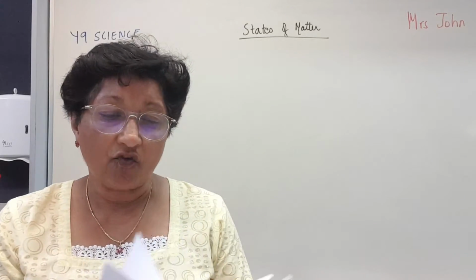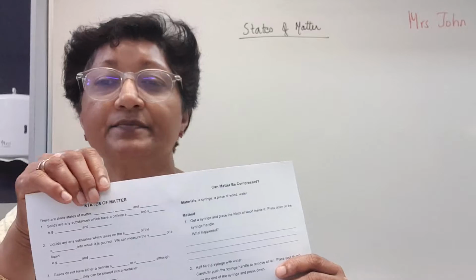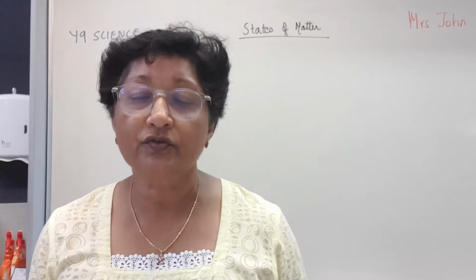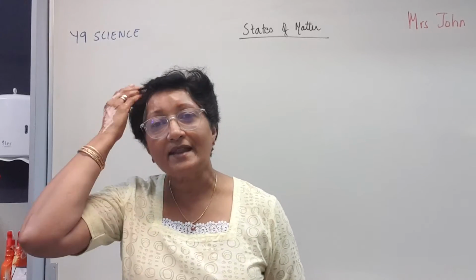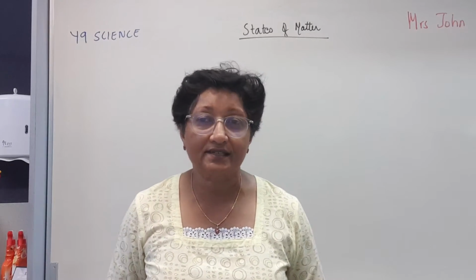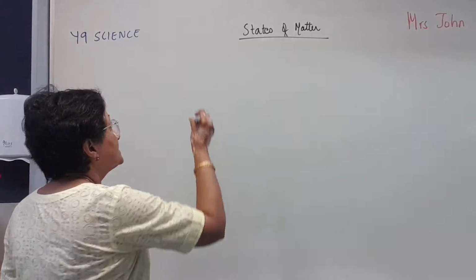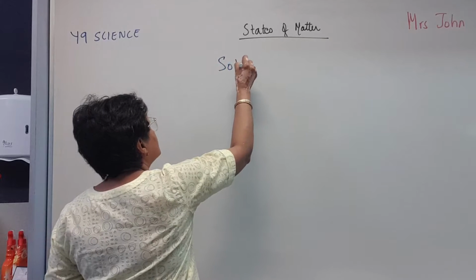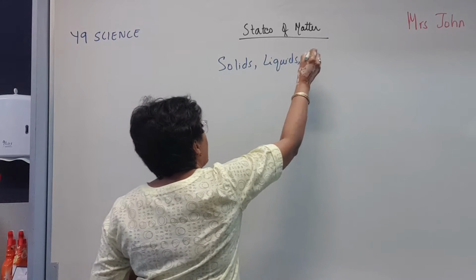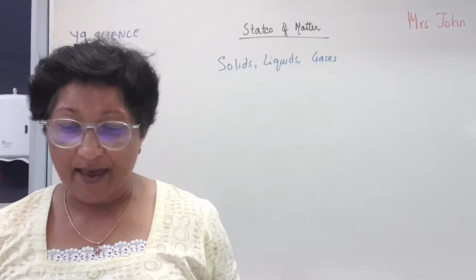So I'm just going to move on to the next part of our booklet, and the next part has to do with states of matter, and I'm just going to talk you through. So matter comes in, in year 9 you learn that it comes in 3 states, and the 3 states of matter are solids, liquids, and gases. So these are the 3 states of matter.